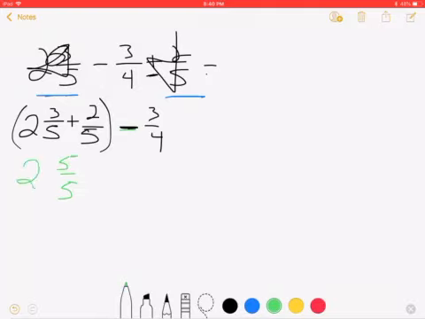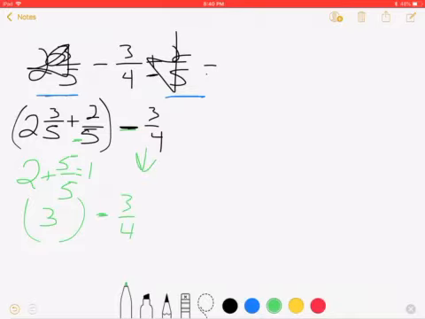And then I have a whole number of 2 over here. 2 plus nothing, because the other one doesn't have a whole number, equals 2. So now I have 2 and 5/5. My class knows that 5/5 equals 1. So 2 plus 1 now equals 3. So this whole particular fraction equals 3, right? Now I have to do 3 minus 3/4.